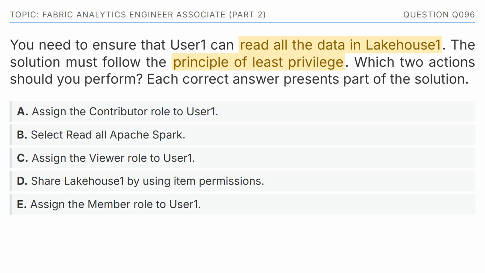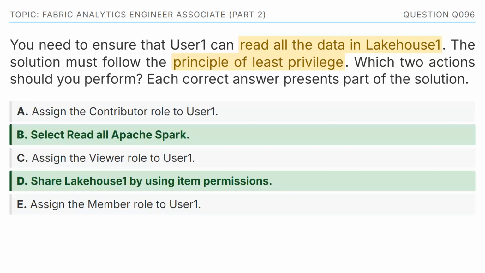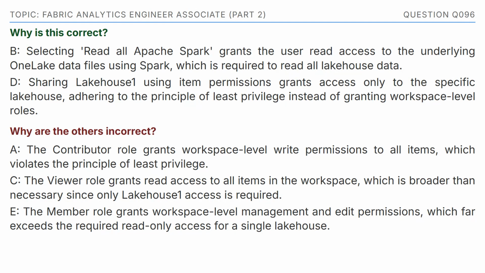To arrive at the correct answer, we focus on the keywords: read all the data in Lakehouse 1, principle of least privilege, Fabric workspace, item permissions. The correct answers are Option B, select Read All Apache Spark, and Option D, share Lakehouse 1 by using item permissions. Why is this correct? B. Selecting Read All Apache Spark grants the user read access to the underlying OneLake data files using Spark, which is required to read all Lakehouse data. D. Sharing Lakehouse 1 using item permissions grants access only to the specific Lakehouse, adhering to the principle of least privilege instead of granting workspace-level roles.